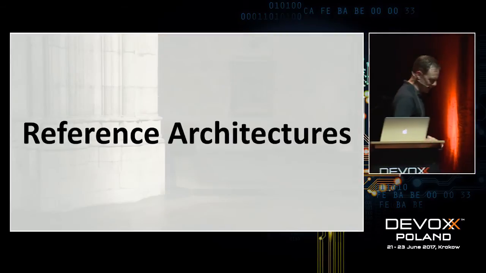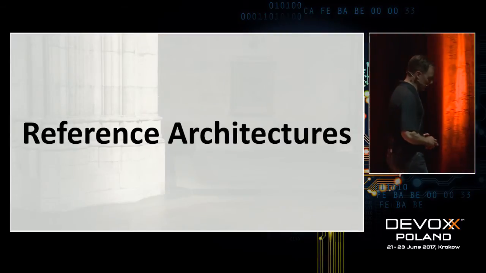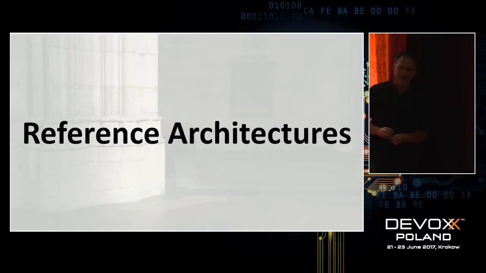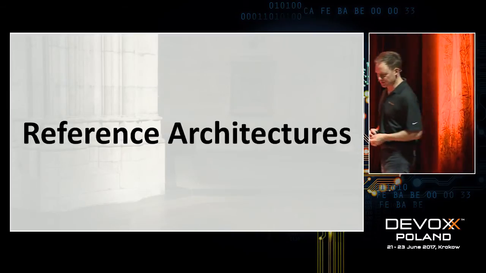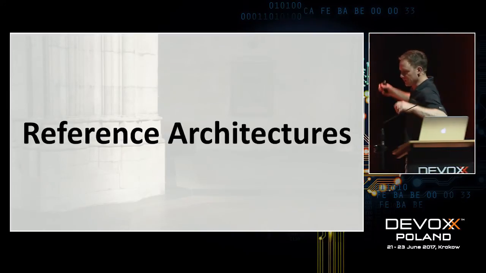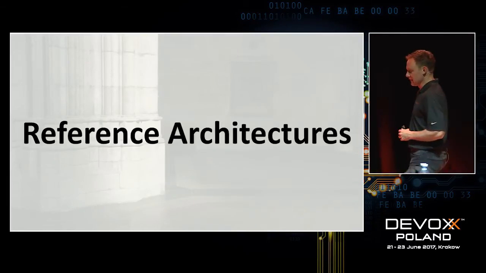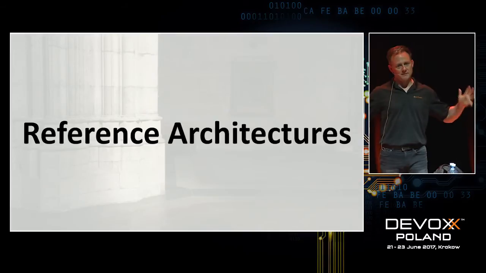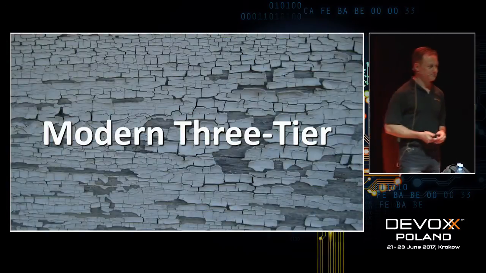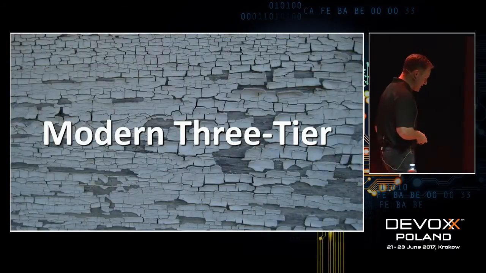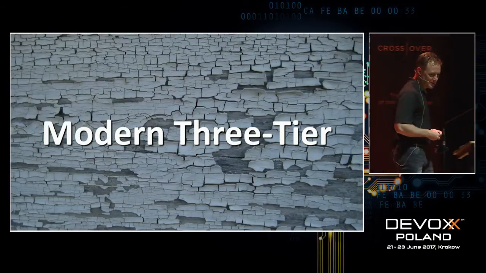All right, let's look at the architectures themselves. We're going to look at four different architectures for building distributed systems. We'll look at the pluses, the minuses, who uses them and why, and I'm going to try to come up with a rating of them when we're done. We'll begin with what I call the modern three-tier architecture.